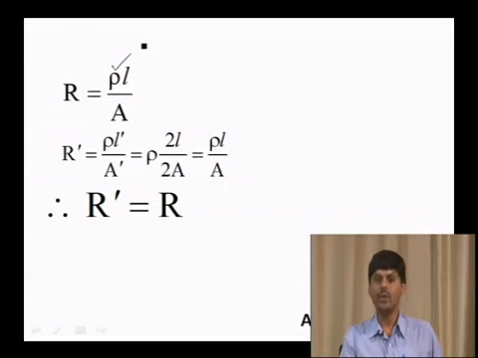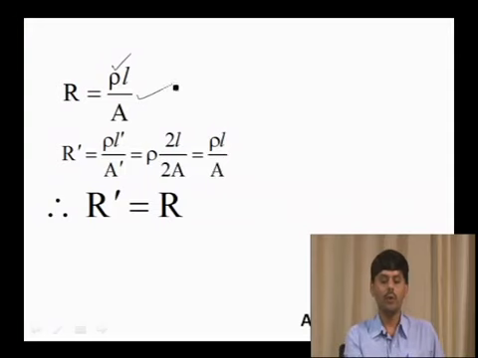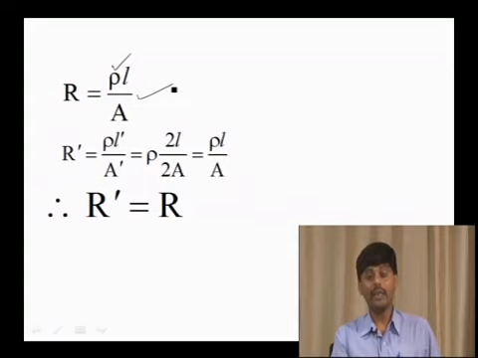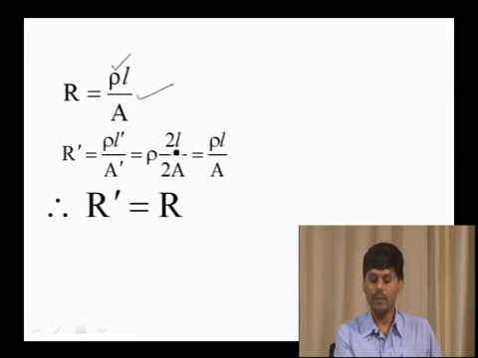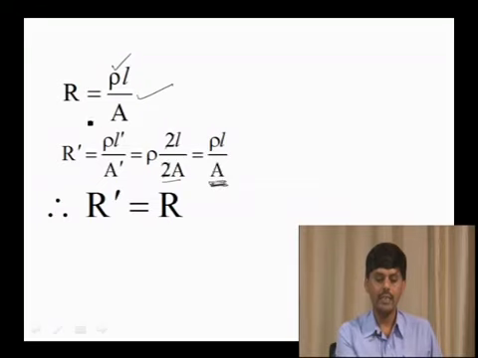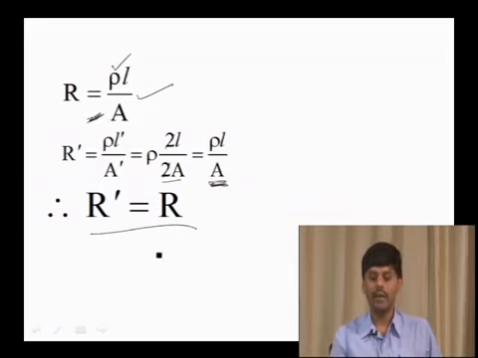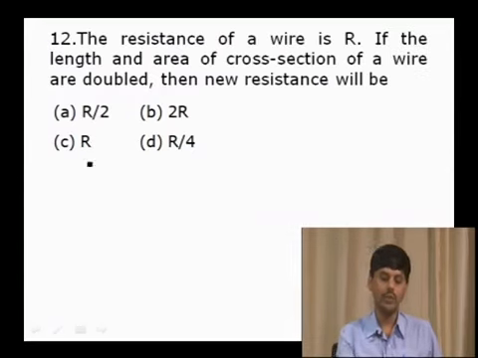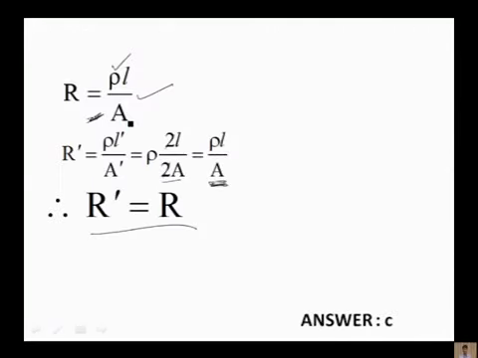in the value. So before the value increase, R is equal to rho L by A. After increasing the length and area, we have R dash is equal to rho L dash by A. Length increases by 2 times, that is 2L, area increases by 2 times, 2A. The 2 gets cancelled, we get again rho L by A. See, this is the value of R dash, this is the value of R. This and this are one and the same. Therefore, the correct answer for this question is C, that is R.